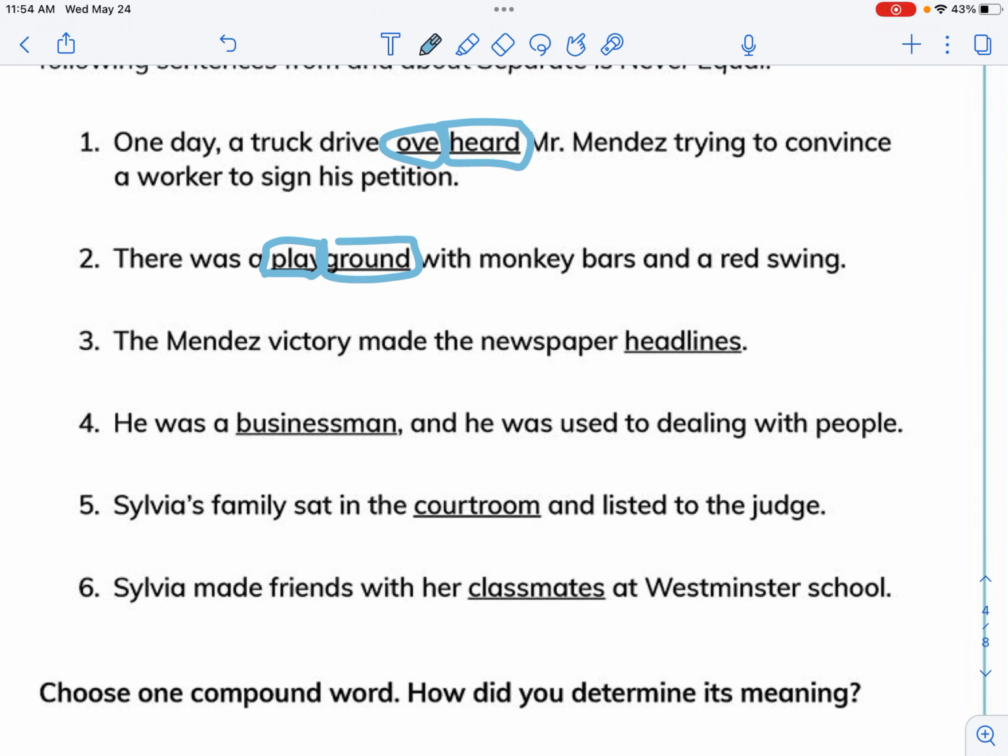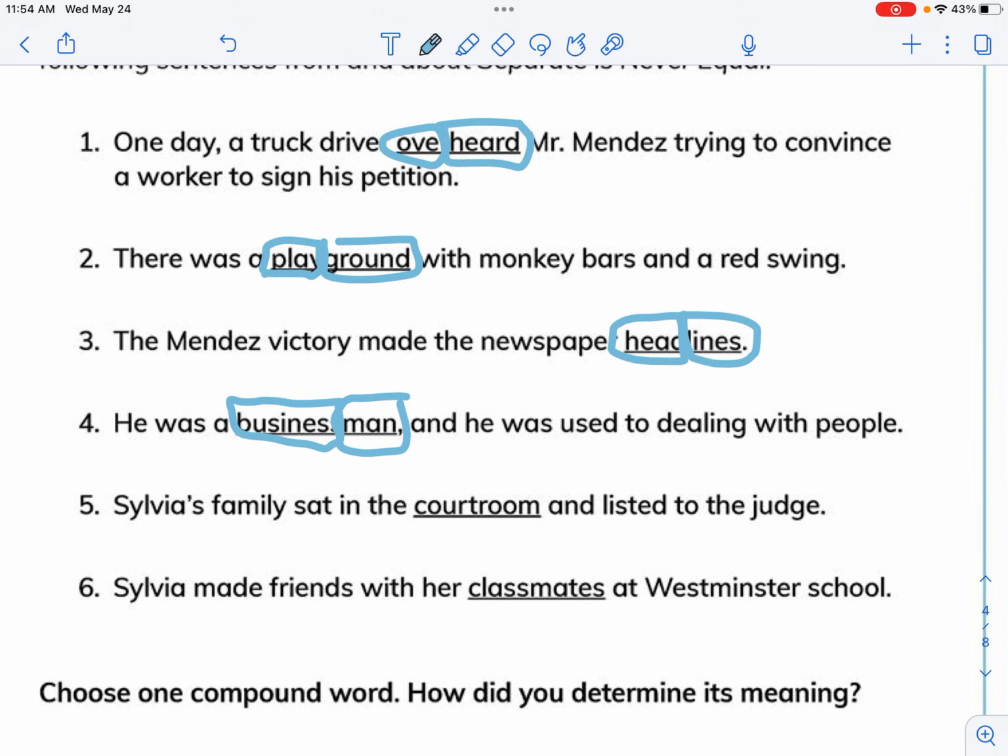Number 3, the Mendez victory made the newspaper headlines. We have head and lines. Head meaning the top, and then we have lines of words or sentences. So headlines would be the top of all of the words in a newspaper. Our next sentence is he was a businessman and he was used to dealing with people. We have business and man. A man who does business.